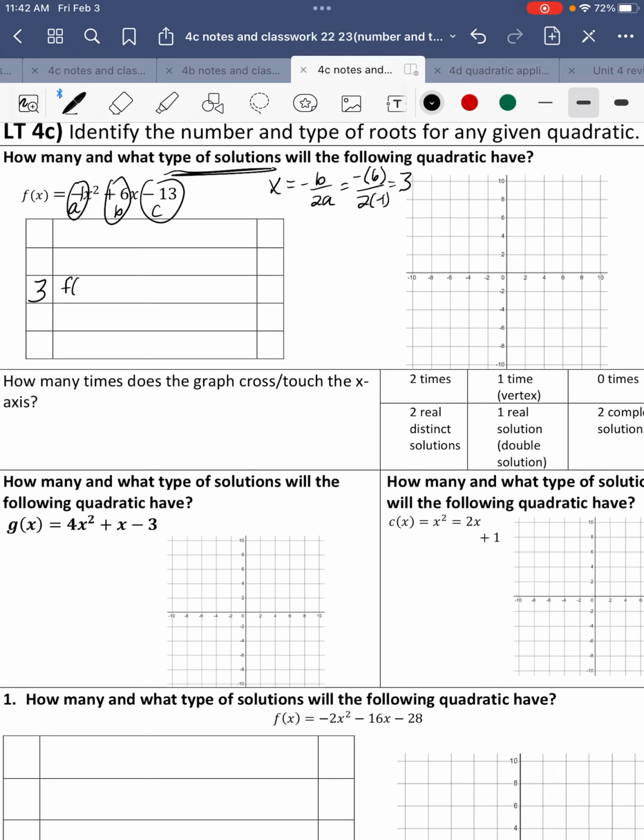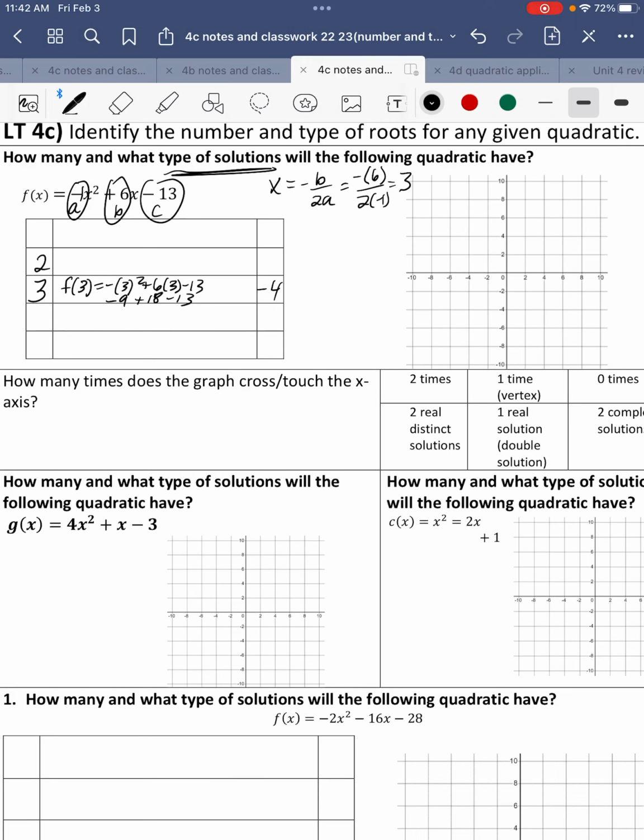What we're going to do is substitute 3 into the equation and simplify. So we have 3 squared is 9, so -9, 6 times 3 is 18, minus 13, so that's 9, minus 13 is -4. So our vertex is at 3, -4.